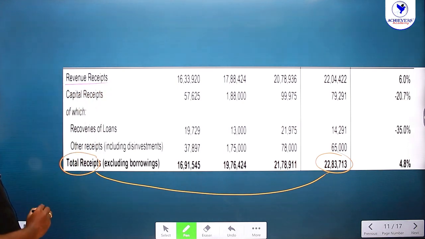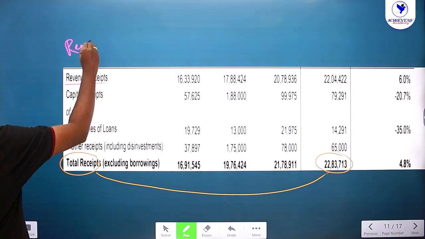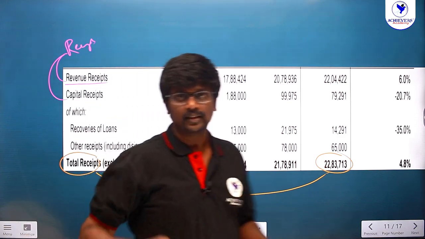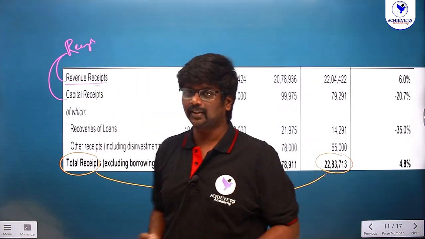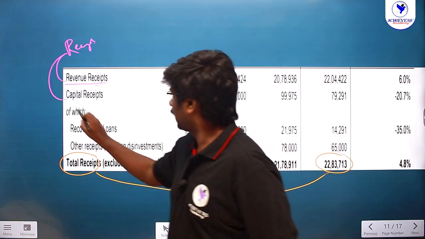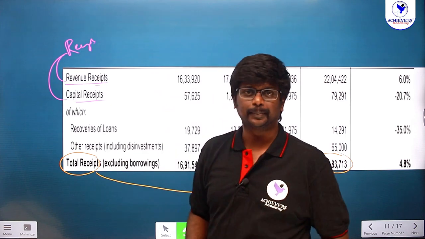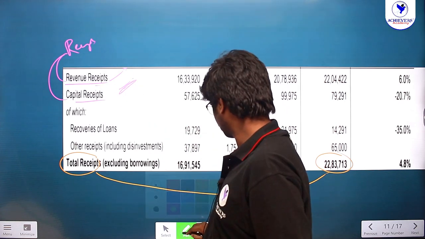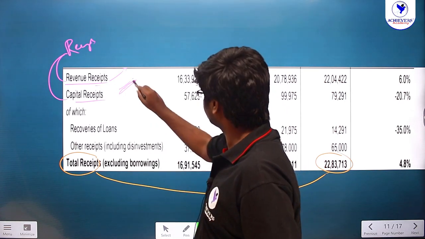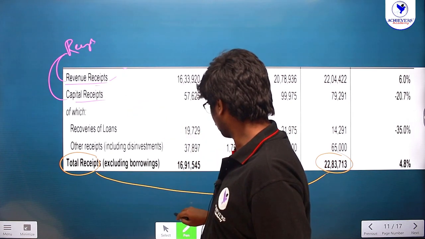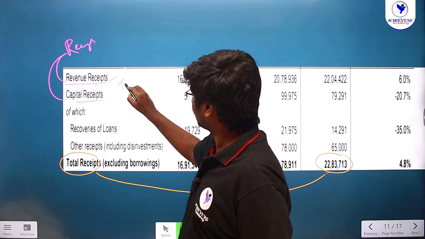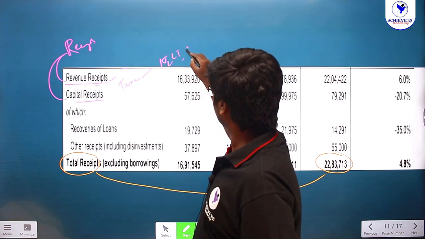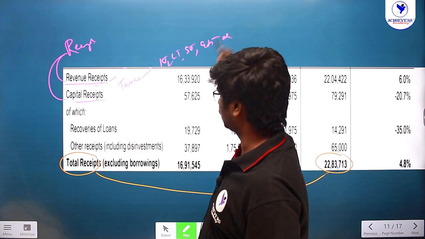So revenue receipts, again, like I said, receipts are divided into two types, revenue receipts and capital receipts. Same logic as expenditure: revenue receipts keep coming every year, again and again. Capital receipts are one-time receipts, which come to the government all at once. So what are revenue receipts? The money that comes to the government continuously. Taxes: income tax, corporate tax, sales tax, GST, etc.